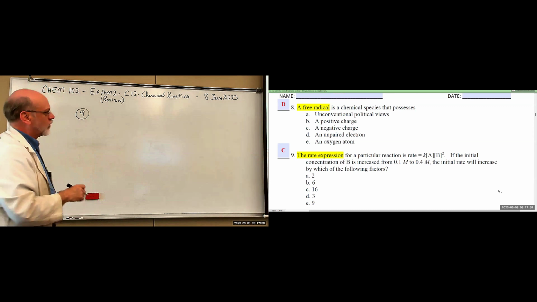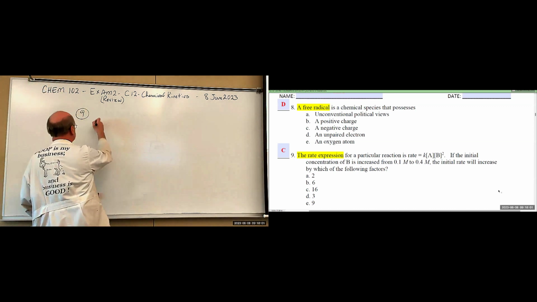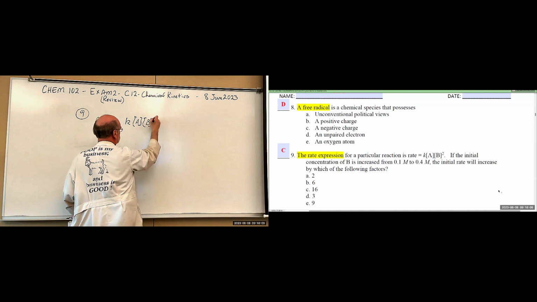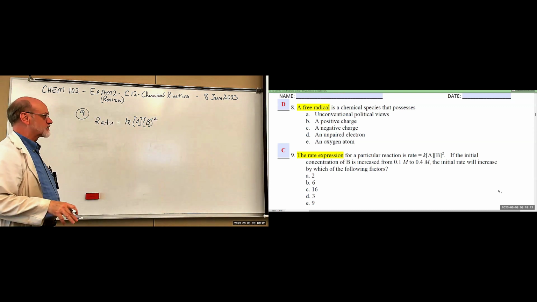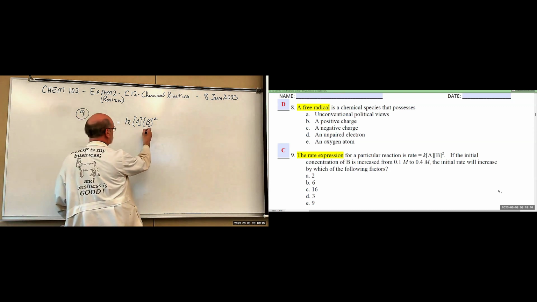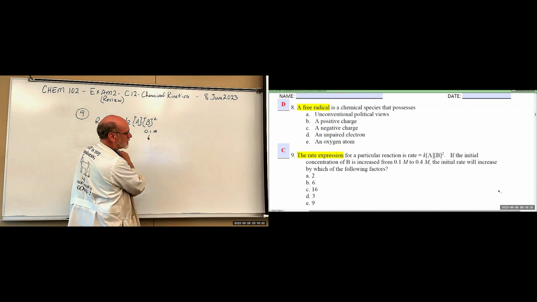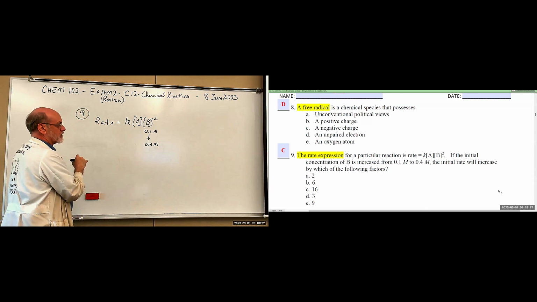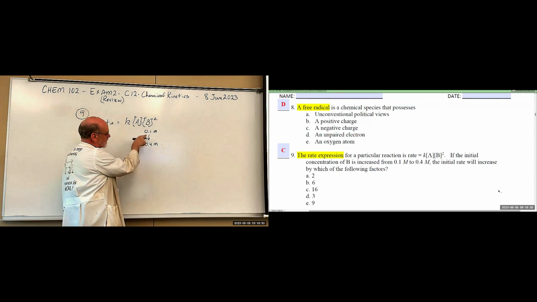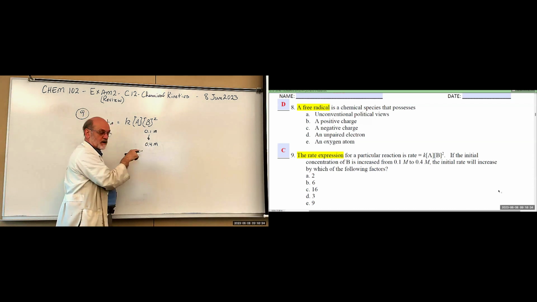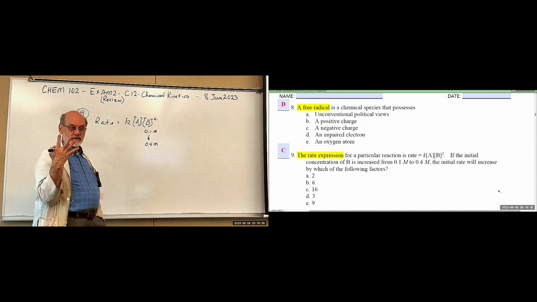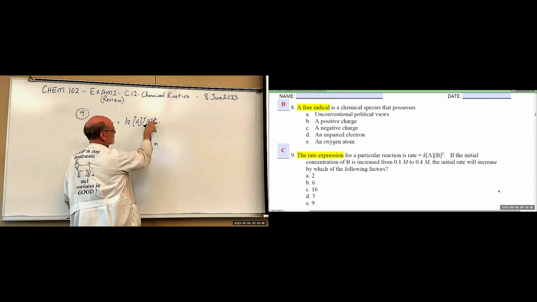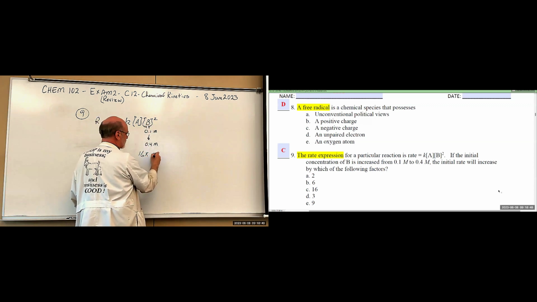The rate expression for a particular reaction is A B squared. So we're saying the rate is equal to k, A, and then B squared. If the initial concentration of B is increased from 0.1 molar to 0.4 molar, the initial rate will increase by which of the following factors? Well, how much did it increase here? It went from 0.1 to 0.4. It increased 4 times. We increased the concentration by a factor of 4, so this 4x is squared. So it's 16 times the rate.